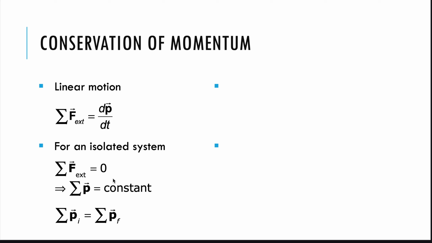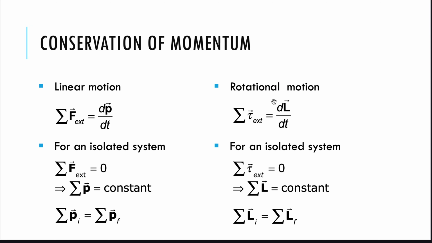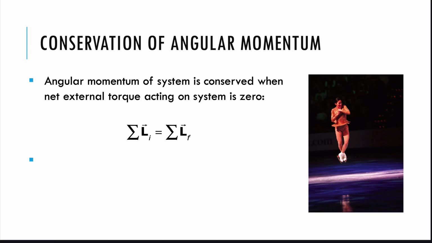We can do the same thing when we're talking about angular momentum. We can write Newton's second law in its rotational form. The net torque is the derivative of the angular momentum with respect to time. An isolated system in this case means that the net external torque is 0, so no external torques. That means the angular momentum is constant and we have conservation of angular momentum. I have a special slide for conservation of angular momentum. Angular momentum is conserved when there is no net external torque on the system.